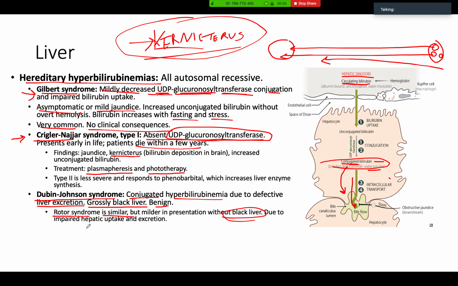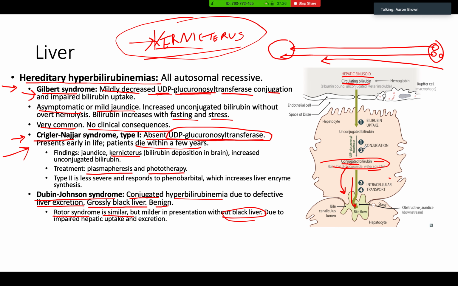All right. So in terms of which you should focus on when you're studying, really memorize these two well, Gilbert's and Krigler-Najjar. Know that Gilbert is relatively benign, although you can have some jaundice. Krigler-Najjar is deadly. And these are the two I really want you to be comfortable with. Dubin-Johnson, completely benign. You just have a black liver. Rotor, completely benign without even any black liver. Okay. And so those are the things I want you to know.